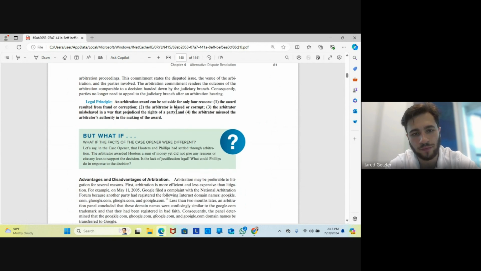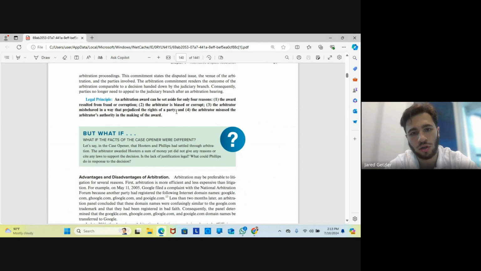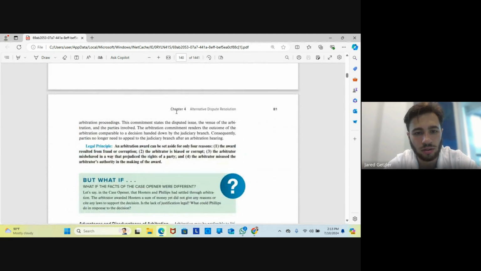So we also have an arbitration award. It can be set aside for 4 reasons. An arbitration award resulted from fraud or corruption. The arbitrator was biased or corrupt. The arbitrator misbehaved in a way that prejudiced the rights of a party, and the arbitrator misused the arbitrator's authority of making of the award.